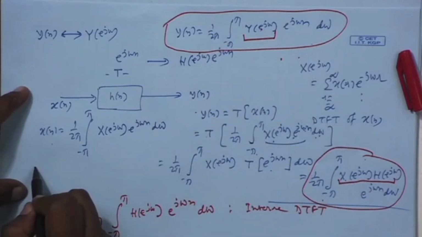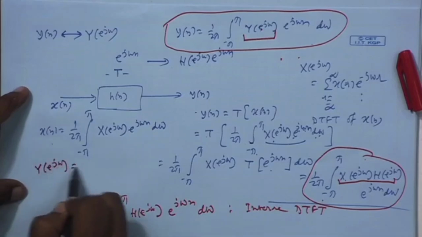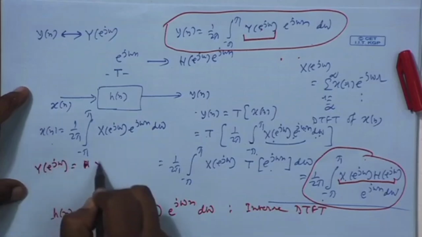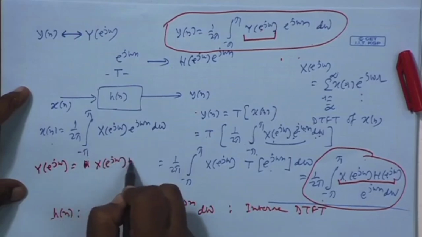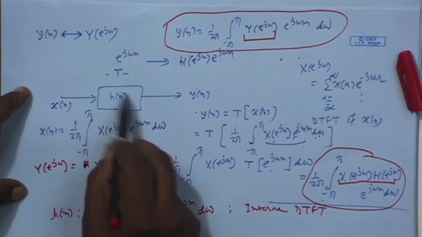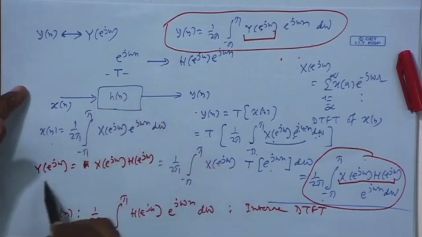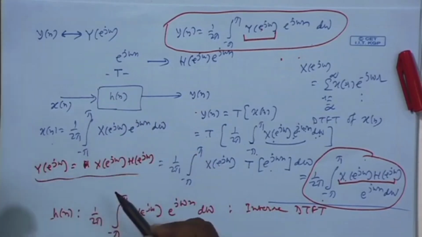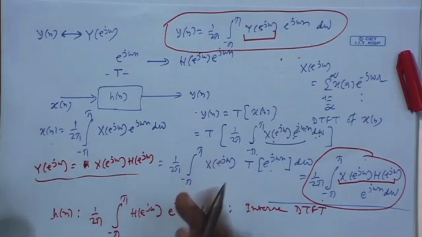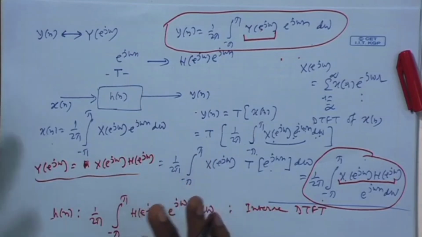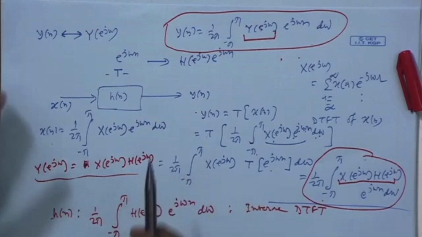So, from here you can get that output DTFT is a product of input DTFT into the DTFT of the impulse response or unit sample response, which is equal to the transfer function. In the case of analog signals, we have seen earlier that the output Fourier transform of an analog linear time invariant system is the product of the input Fourier transform and the Fourier transform of the impulse response, which is called the transfer function, which is actually convolution in time domain means multiplication in frequency domain.